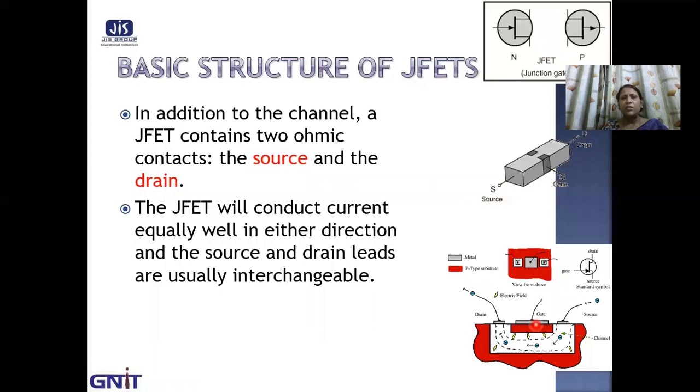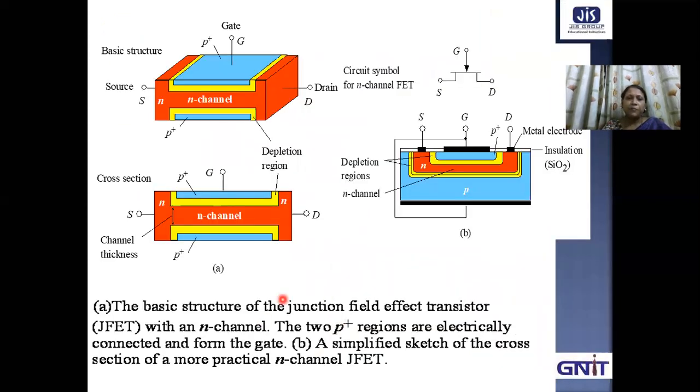In addition to the channel, the JFET also consists of source and drain, as shown in this diagram. The source and drain are interchangeable, as already mentioned. So this is the basic structure. Again, it is showing the depletion region.